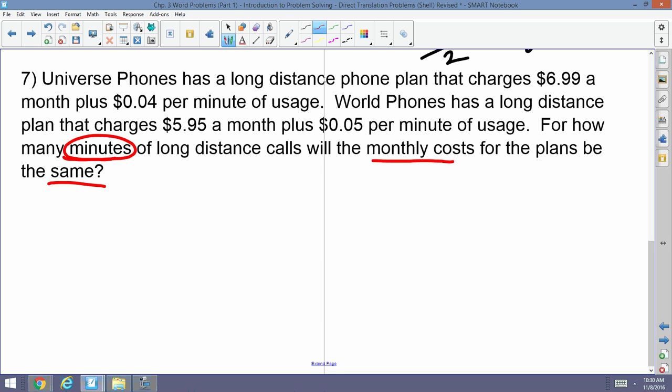How do we solve it? By putting them together. But we're looking for the number of minutes which will make both of these equations true. So we need two equations. What is the cost structure for Universe Phones?